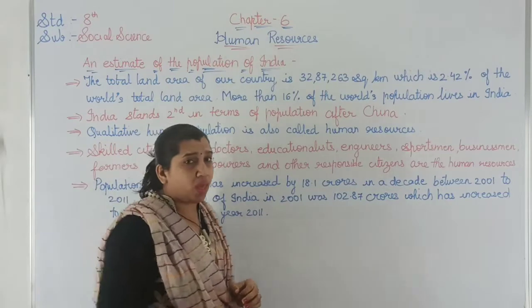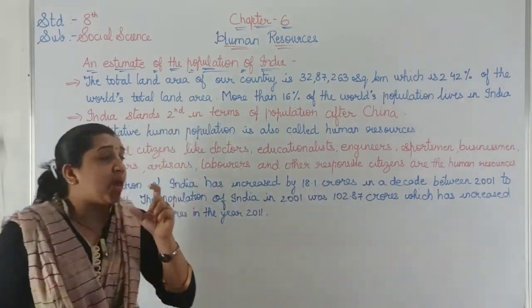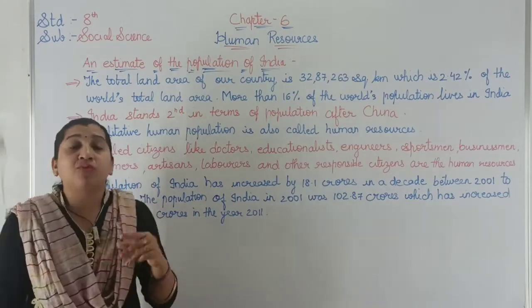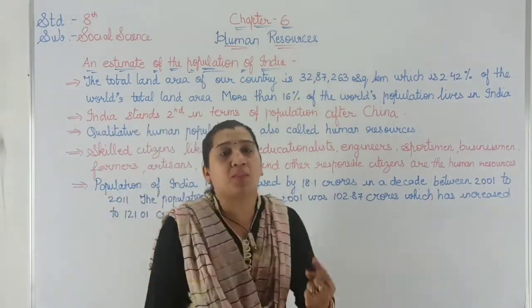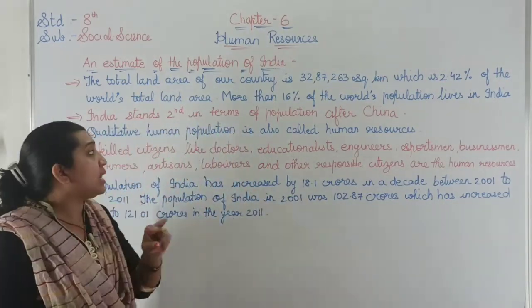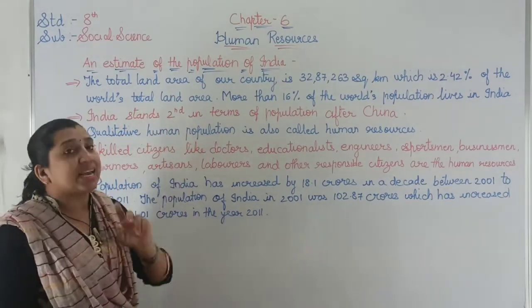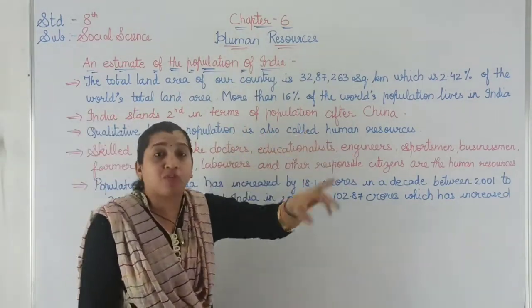Now here we are on the 7th rank in terms of area. After the first ranking in population, which is China, India stands second in terms of population after China.